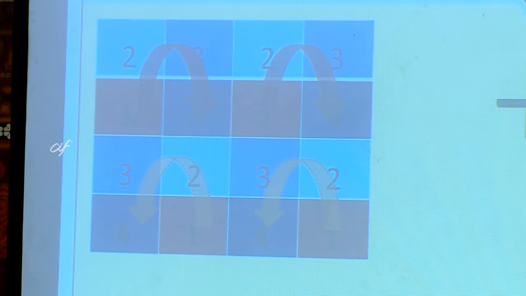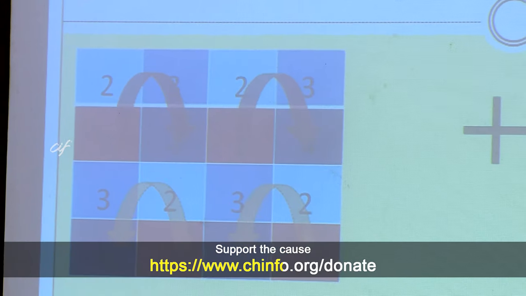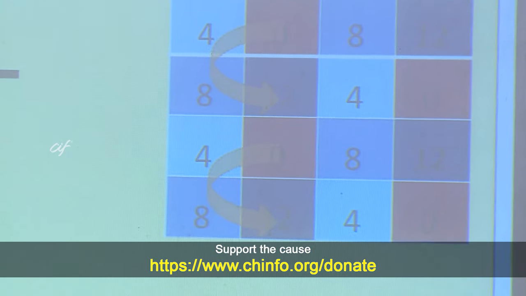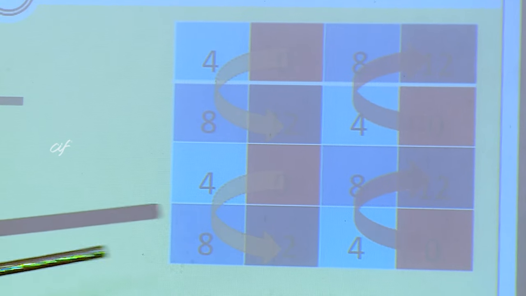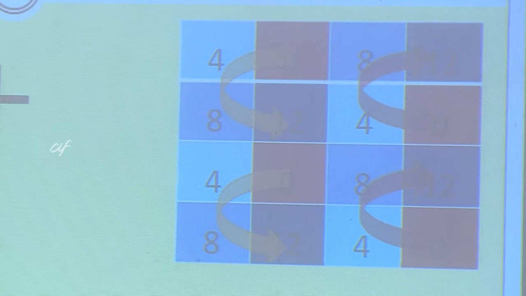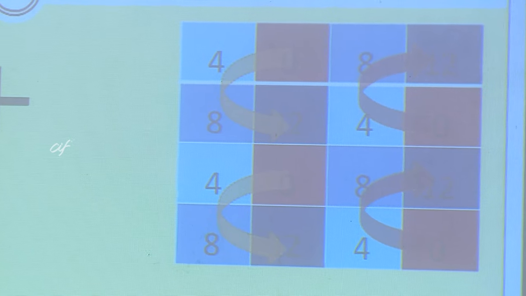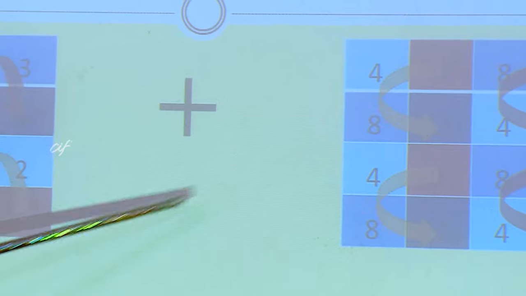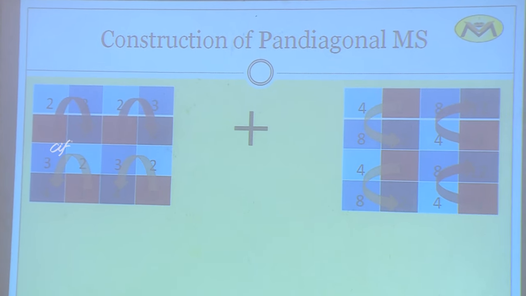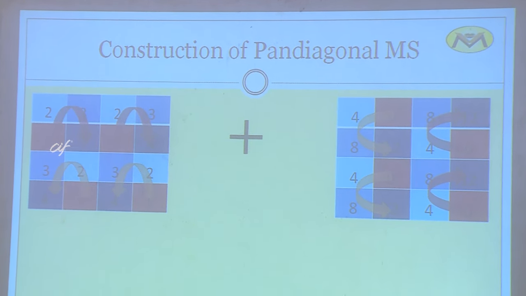And again 0, 4, 8, 12. So see how we are writing 0, 4, 8, 12, like a mirror image. Top to bottom, 0, 4, 8, 12, 0, 4, 8, 12. And from here it is bottom to top, 0, 4, 8, 12, 0, 4, 8, 12. Now we just have to add using the folding method, the same procedure for adding. When we add this 4 plus 3, this is 4 plus 8, 2 plus 4, 1 plus 8, a folding method. So then we will get a pan-diagonal magic square.